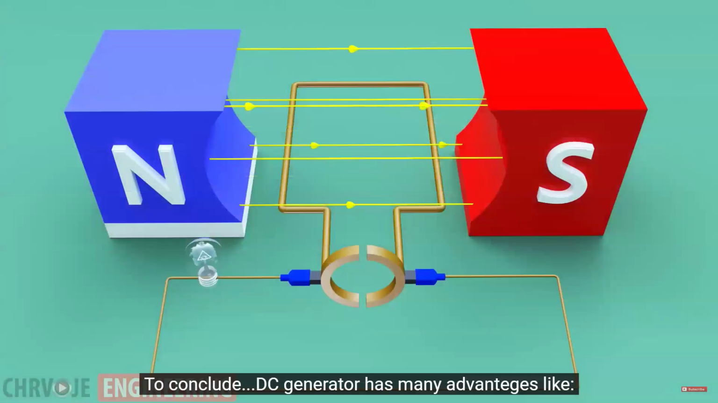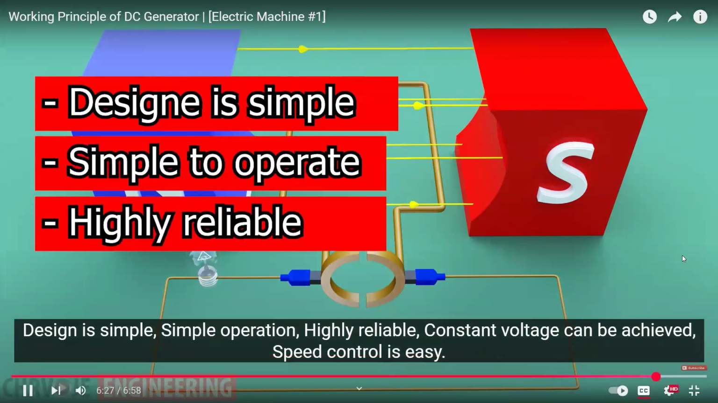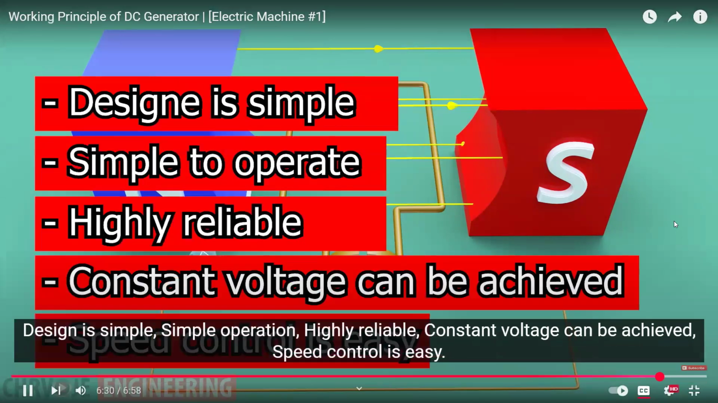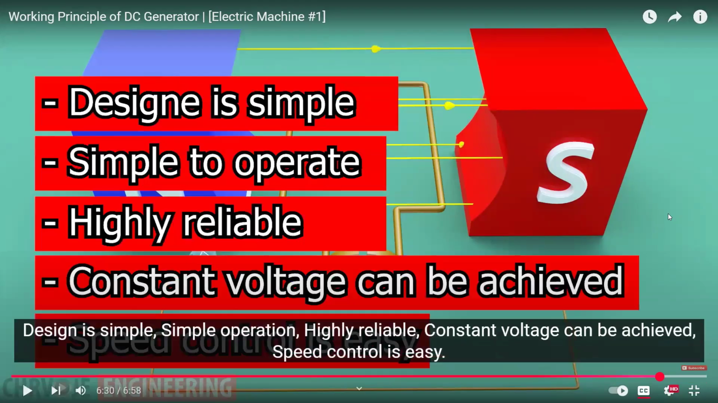To conclude, the DC generator has many advantages: the design is simple, it is simple to operate, highly reliable, constant voltage can be achieved, and speed control is easy. So, guys, here we have the 5 advantages of the DC machine.